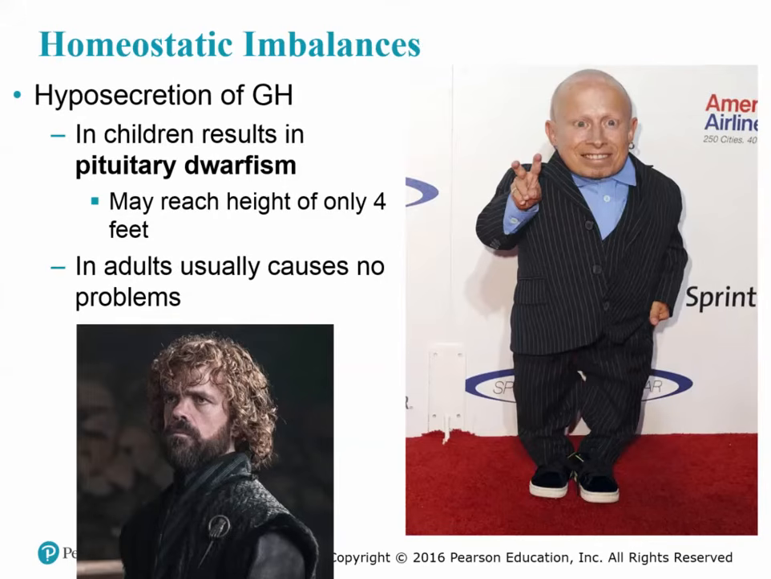full height potential. So a famous person that had a type of pituitary dwarfism, right, was Verne Troyer, Mini-Me from Austin Powers. So this is actually not the same type of dwarfism as achondroplasia dwarfism. So with like Peter Dinklage, right, or Tyrion from Game of Thrones, this type of dwarfism is actually genetic. Right? It doesn't really have anything to do with the pituitary gland per se.